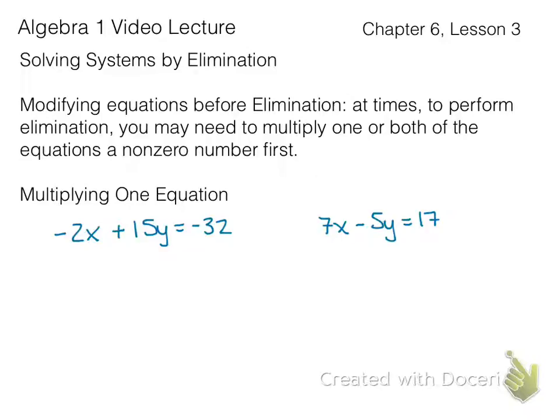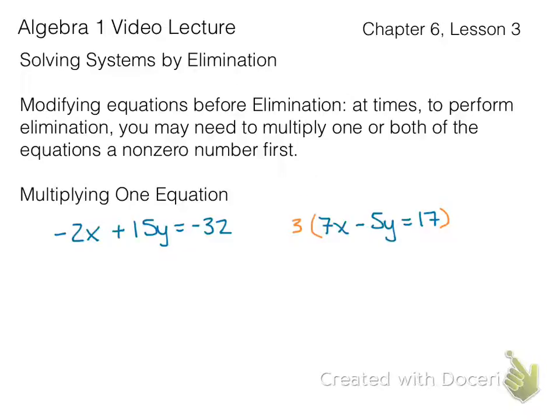Obviously there isn't one thing that I can do to 2 or 7 to get a number that both of them go into. Whereas there's one thing that I can do to 5 to get 15, and that would be multiplying by 3. So if you need to change one variable or one term to get it to eliminate, you have to change all the terms for that particular equation. So I'm going to multiply this whole thing by 3.